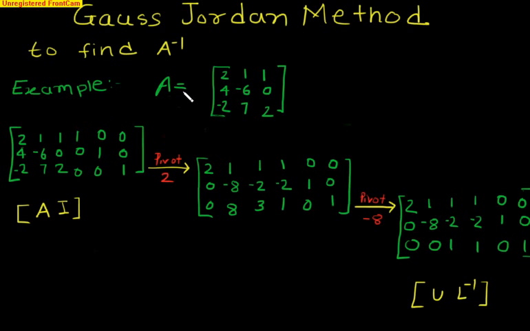What is here? I have written one example A. It is a 3 by 3 matrix. I have partitioned it. I have written this like A I. I is of the same shape as that of A. Then our next aim is to convert this A I to U L inverse.